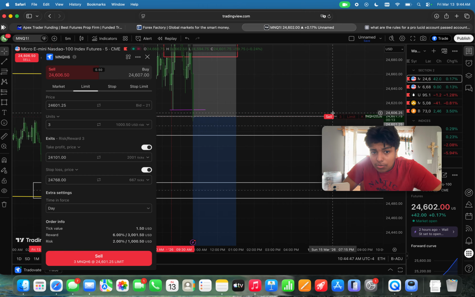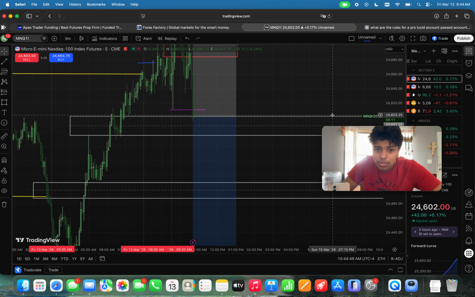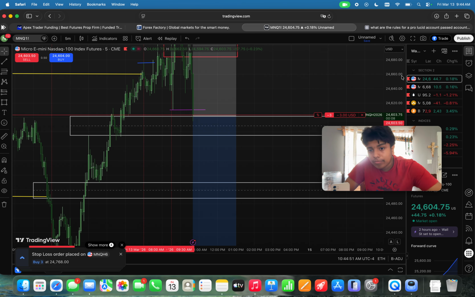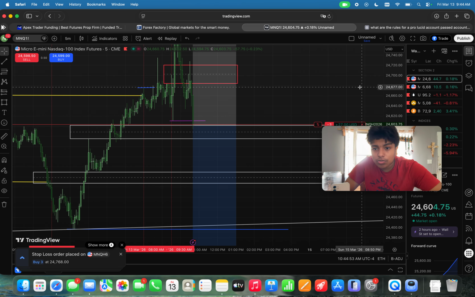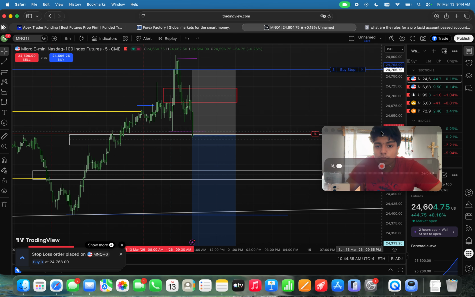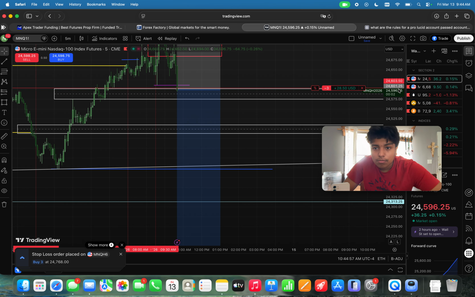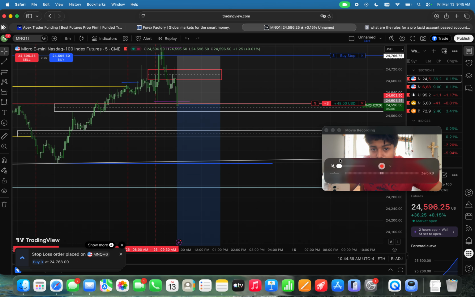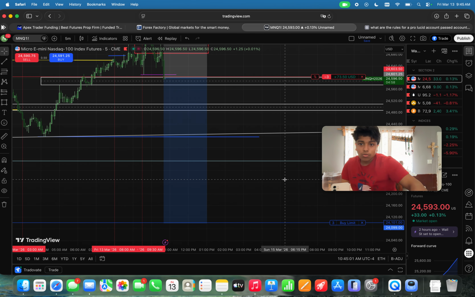All right, looks like we are going to get that close. So, I'm going to enter in shorts. Entered in shorts right now. Gonna see how this treats us, because we did get that close below. Entered in shorts. Going for a 1 to 3.